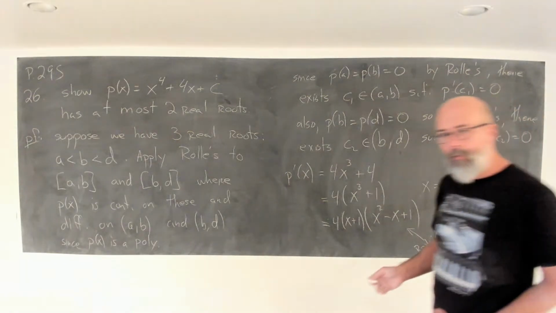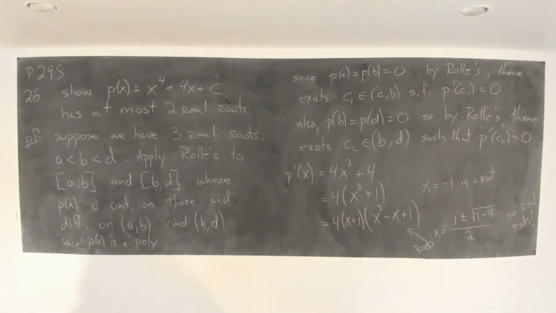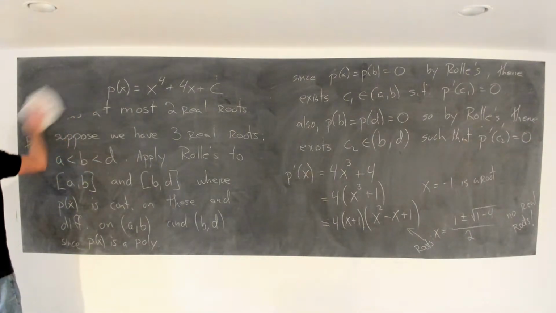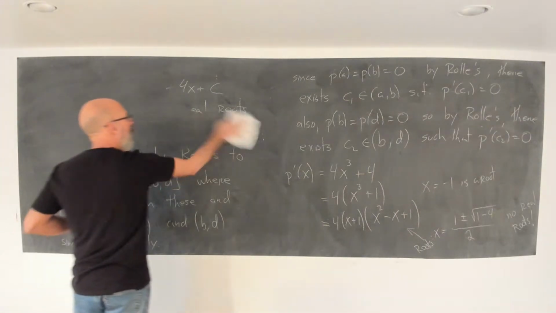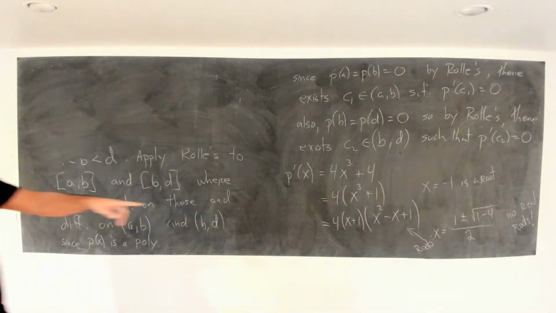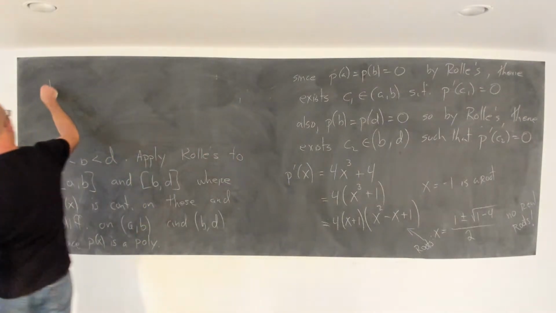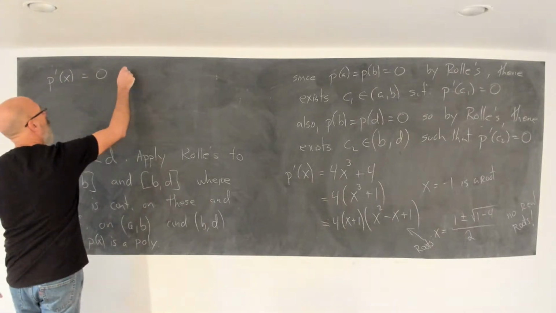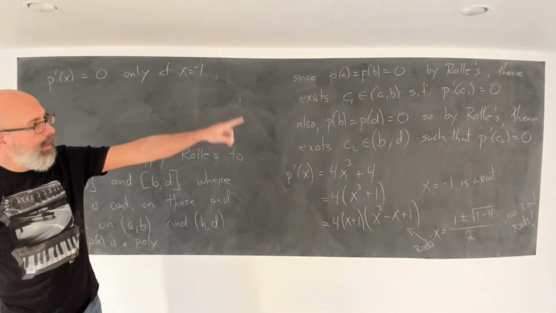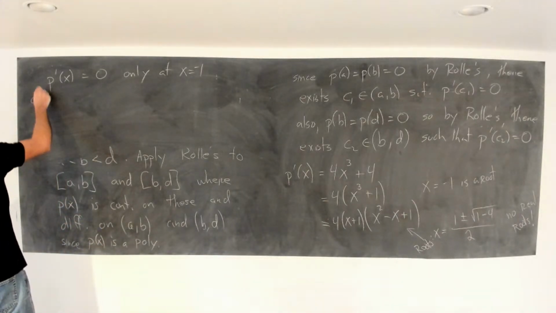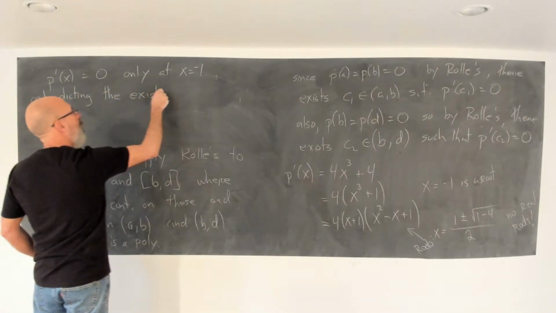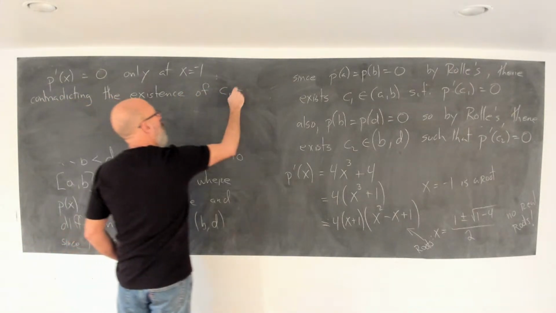So you see what's going on, right? The derivative is only 0 at -1, contradicting the existence of C1 and C2.